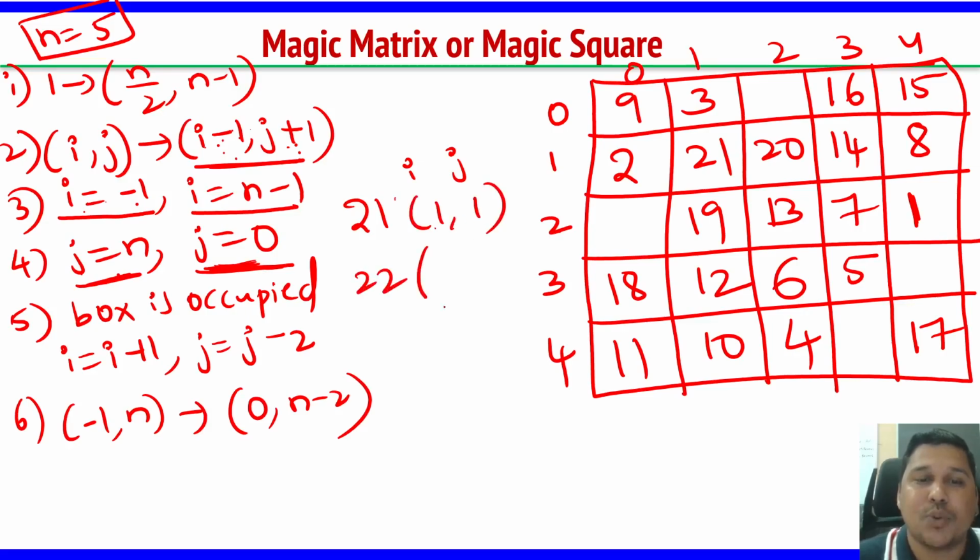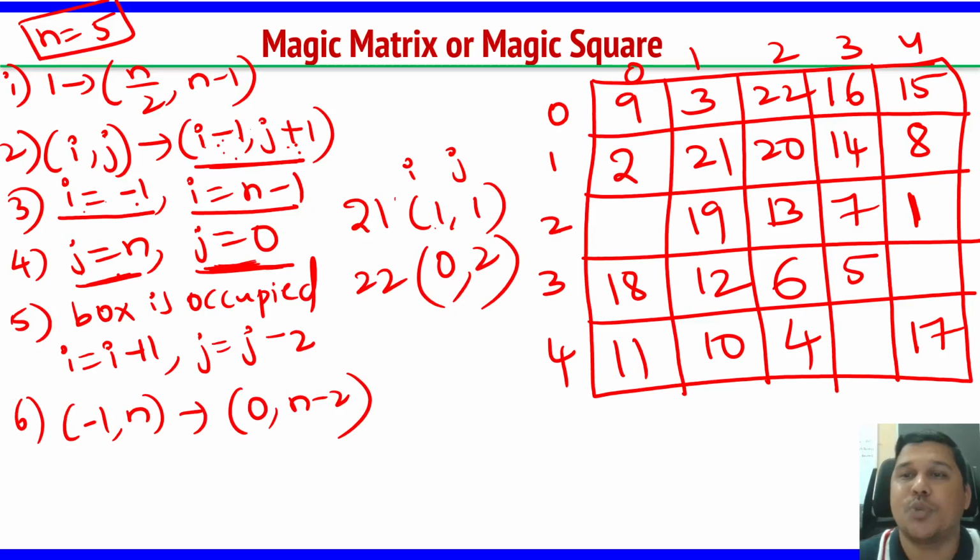Now where should I place 22? To place 22, I minus 1, that is 0, j plus 1, that is 2. So place 22 at the 0, 2 location. It is empty. Place 22 there. Then where should I place 23? When I becomes i, j, I minus 1, that is 0 minus 1, minus 1, and j plus 1, that is 2 plus 1, 3.